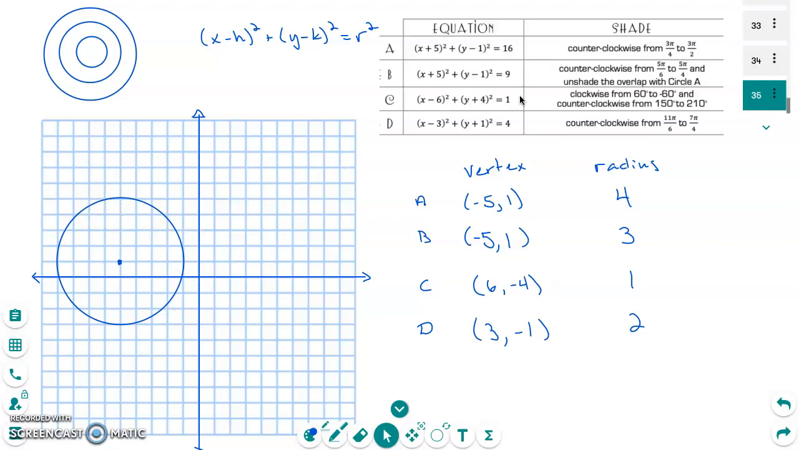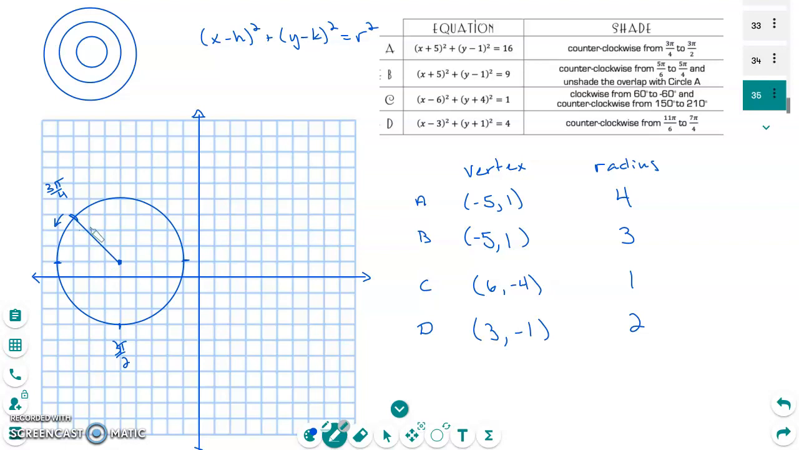All right, so let's look at the shading here. We're going to shade counterclockwise from 3 pi over 4 to 3 pi over 2. 3 pi over 4 would be 3/4 of the way from 0 to 180, so that would be right up there. Go ahead and label these points. So that's 3 pi over 4 to 3 pi over 2. This is 1/2 pi, 1 pi, and this is 3 pi over 2 down here. We're going to start at 3 pi over 4 and go counterclockwise, which is backwards from the way the clock goes.